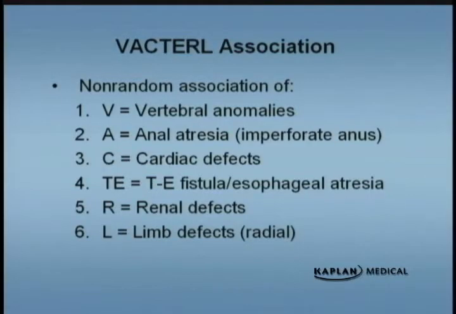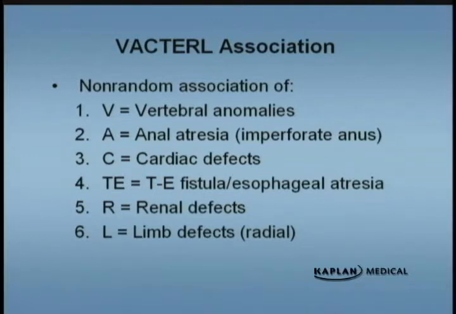A couple other associations. This is what we call VACTERL. VACTERL is a mnemonic. You don't have to have all of these associations to have VACTERL, but it's a handy mnemonic here. So the V is vertebral anomalies, such as a hemivertebra. The A stands for anal atresia, or imperforate anus. The C is for cardiac defects, such as VSDs, ASDs, any cardiac defect.